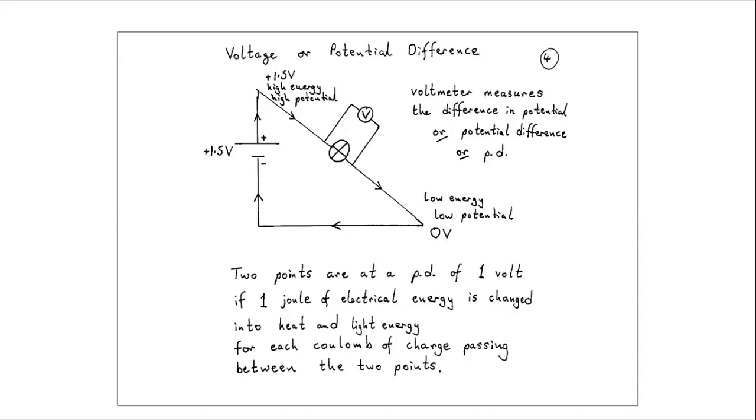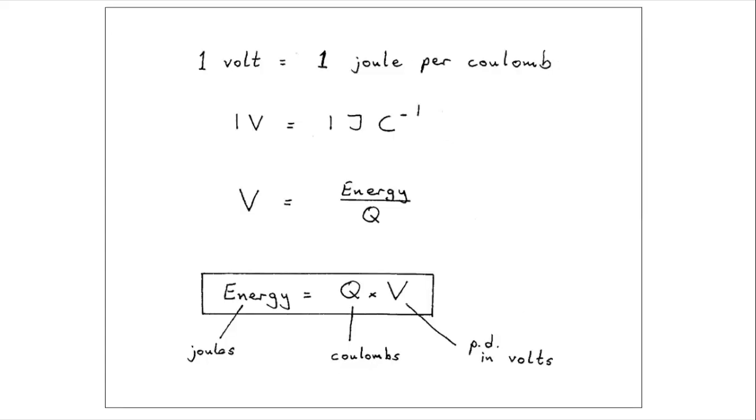So potential difference or voltage is all to do with energy. And of course, we know that in a lamp, electrical energy, whatever that is, and I'm avoiding talking about that, but electrical energy is converted into heat energy and into light energy. So let's look at the definition at the bottom. 2 points are at a PD of 1 volt if 1 joule of electrical energy is changed into heat and light energy for each coulomb of charge passing between the 2 points. Another way of saying this is that 1 volt is 1 joule per coulomb.